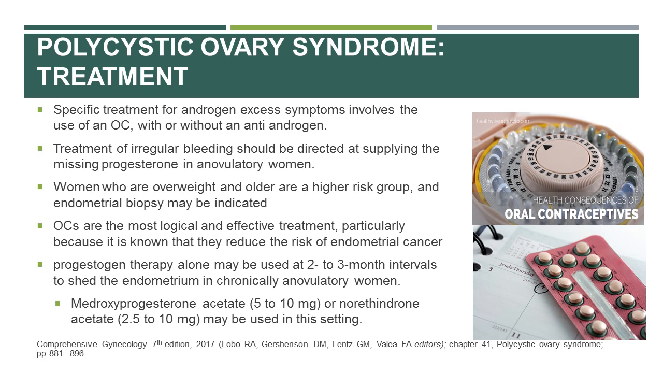In other women, progestogen therapy alone may be used at 2 to 3 month intervals to shed the endometrium in chronically anovulatory women. Medroxyprogesterone acetate at 5 to 10 mg or norethindrone acetate at 2.5 to 10 mg may be used in this setting.